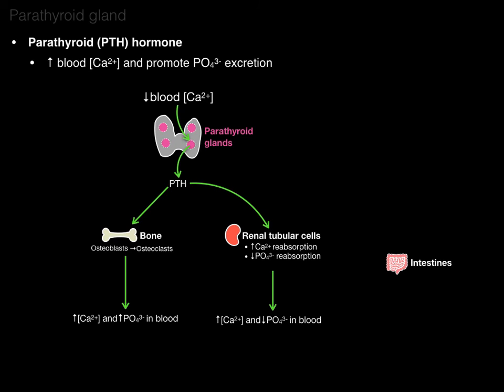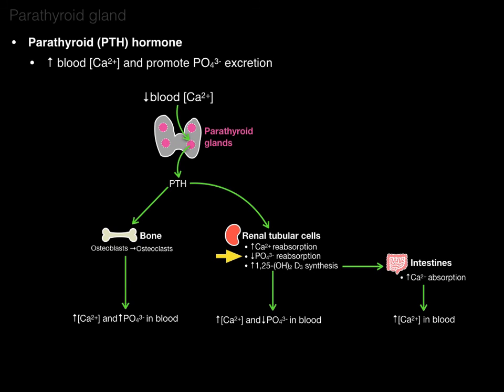Now, PTH also causes the following to occur. PTH upregulates an enzyme that's responsible for converting 25-hydroxyvitamin D into its activated form called 1,25-dihydroxyvitamin D. So PTH increases 1,25 vitamin D3 synthesis. And what happens is that then targets intestinal cells in the duodenum and jejunum, which increase calcium reabsorption from the food in the lumen, which results in an increase in blood calcium concentration.